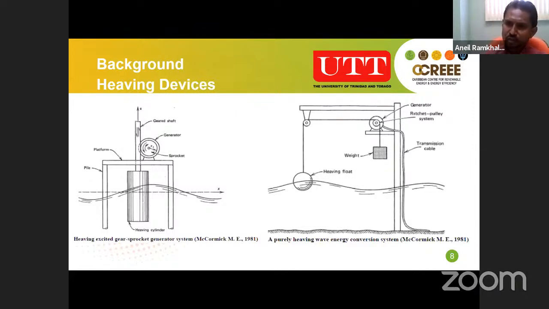This first picture here shows a heaving buoy connected via some geared shaft that is turning a generator to produce electricity. The second picture shows a heaving device again, connected via some sort of pulley system, which is also attached to a generator, creating electricity. And if we had a simulator in a lab, you could test all of these before taking it out to sea for initial testing.